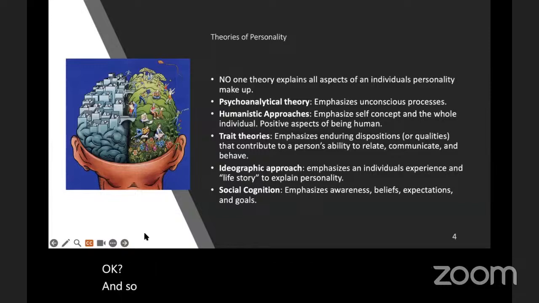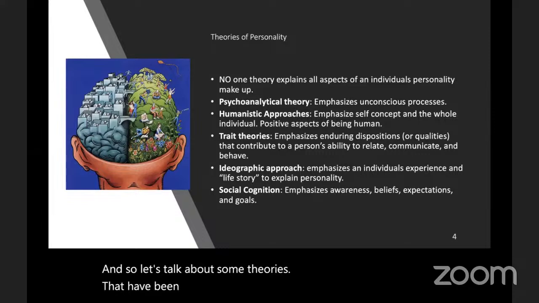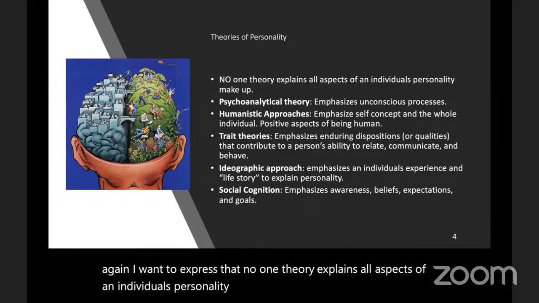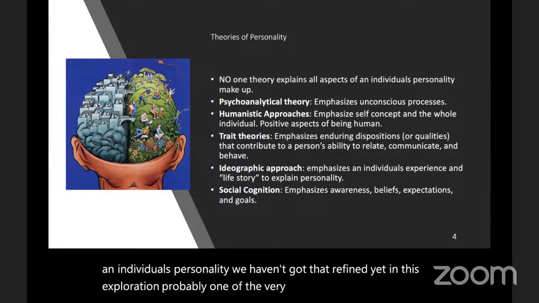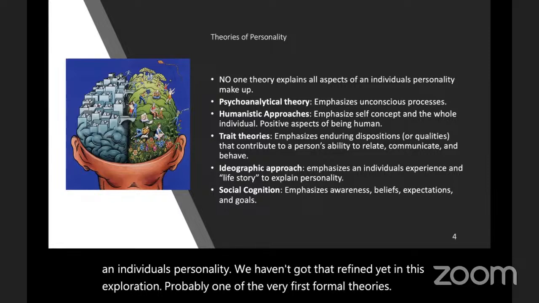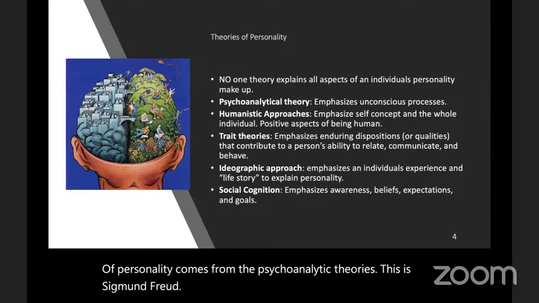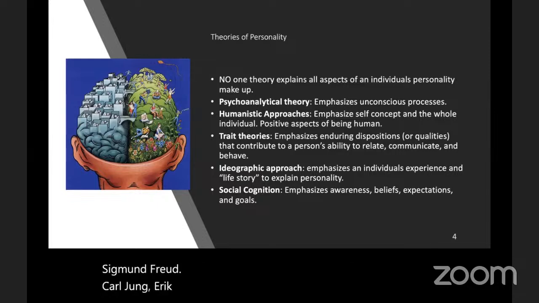And so let's talk about some theories that have been proposed for what makes people unique. Okay. And again, I want to express that no one theory explains all aspects of an individual's personality. We haven't got that refined yet in this exploration. Probably one of the very first formal theories of personality comes from the psychoanalytic theories. This is Sigmund Freud, Carl Jung, Erik Erikson, and that bunch of individuals.